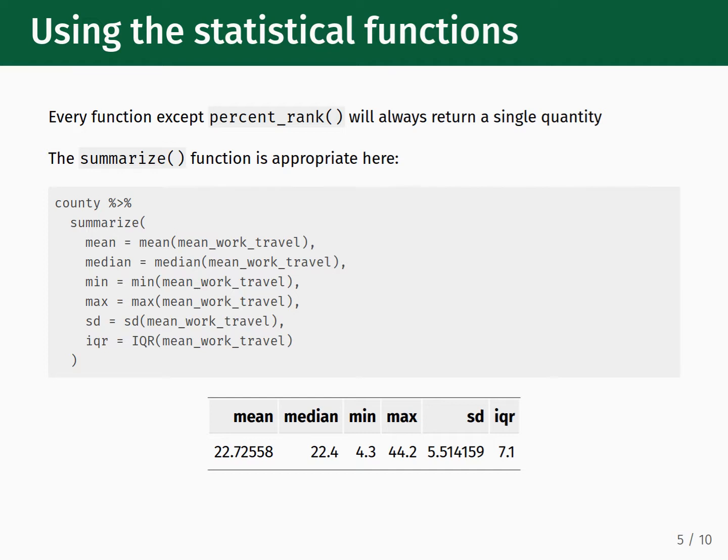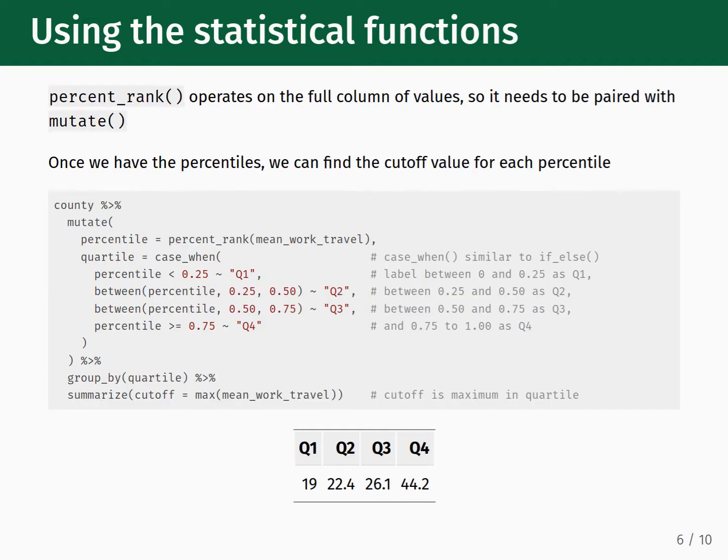If you want to compute the quartiles of a data distribution, and not just the median and the interquartile range, then we need to use the percent_rank function. The percent_rank function operates on a full column of values, so it needs to be paired with mutate instead of with summarize. After using percent_rank, we will know the percentiles for all of the data points in the data distribution. By having those, we can find the cutoff value for any given percentile in the data distribution, which includes the quartiles. This code block can be thought of as representing a recipe.